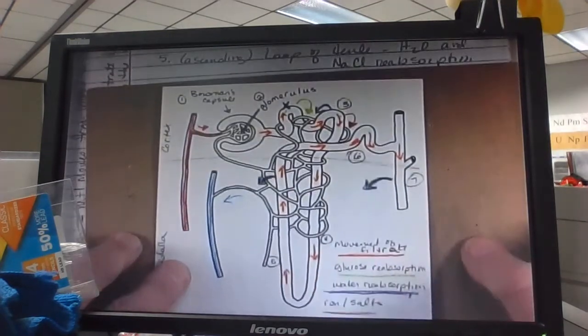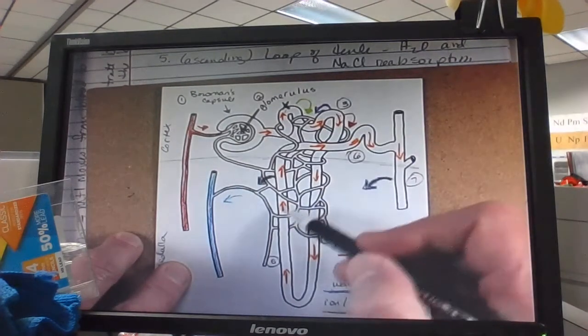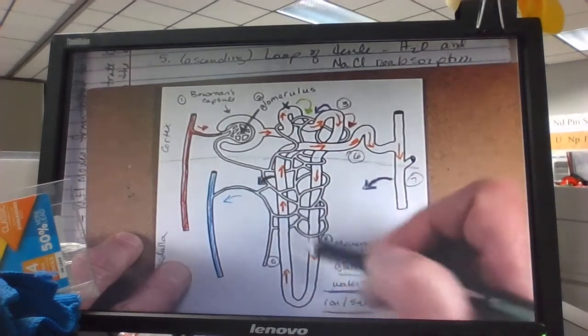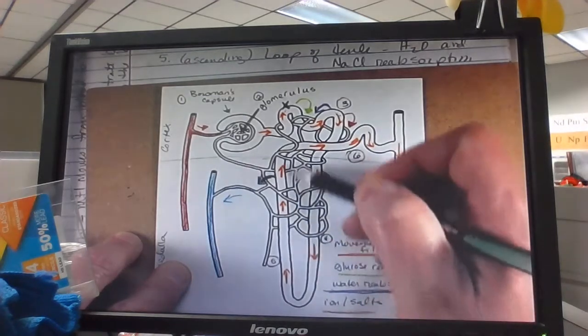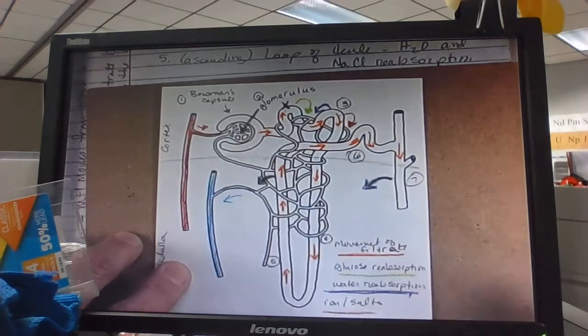Number 5, ascending loop of Henle. We have water and sodium chloride. We have solute reabsorption that's happening. So as this filtrate's moving through here, water and sodium chloride is being reabsorbed back into those capillaries.